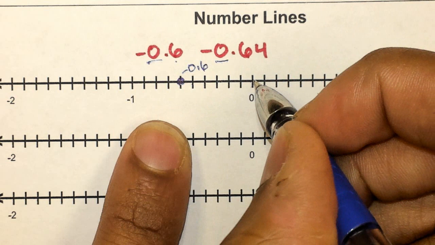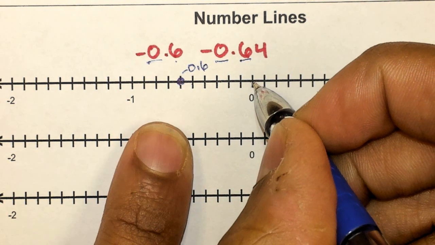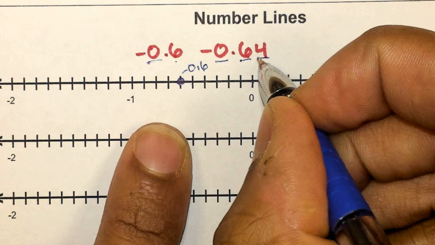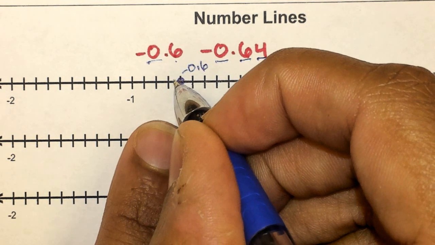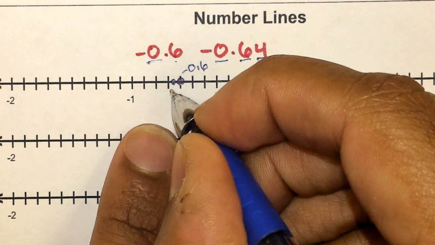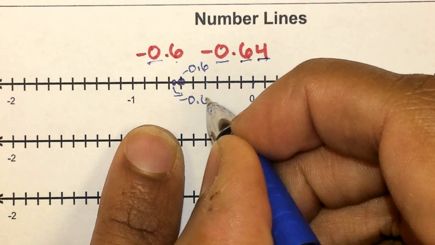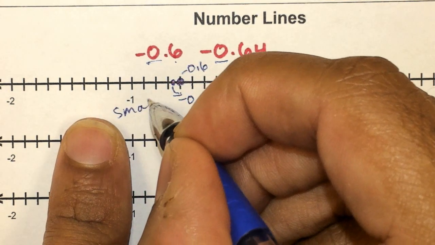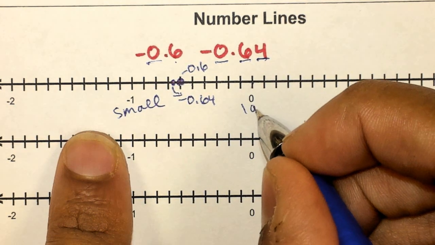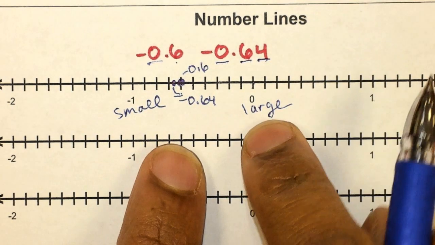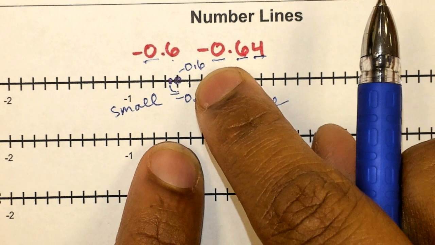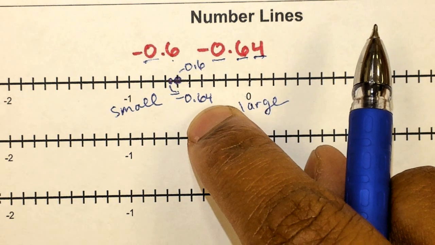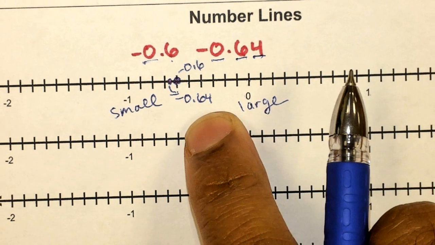Negative 0, start at 0, 6 in my tens place, 1, 2, 3, 4, 5, 6, and 4 hundredths. It's about a little bit more past there. So right there is negative 0 64 hundredths. So again, my smallest is furthest to the left, largest is furthest to the right. So which one's furthest to the right side? Negative 0 6/10. Further to the left, negative 0 64 hundredths.